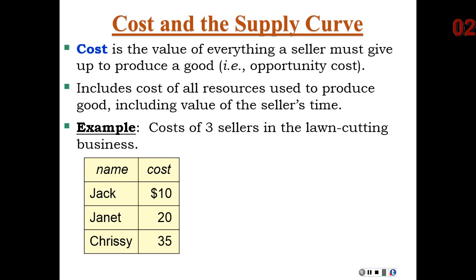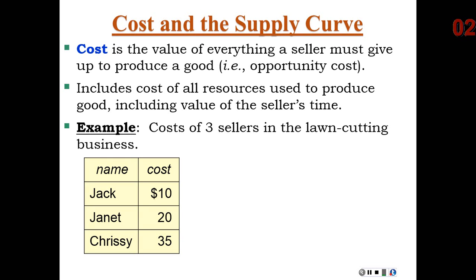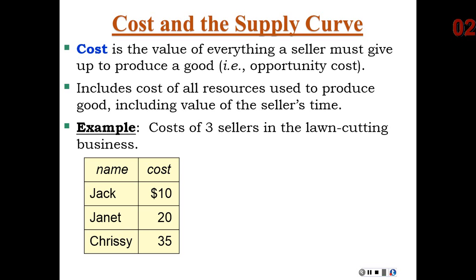Maybe Jack's just getting started and he's willing to take just about any business just to get his name out there, right? And so he's willing to take a price as low as $10 a lawn, whereas Chrissy maybe is well established. Maybe she has a long list of potential customers to choose from, and there's only so much time in the day, and so she can be a little bit more choosy. She could even charge maybe a slightly higher price, right? Because her opportunity cost would be larger in that respect. And so there might be multiple things driving those differences in costs.